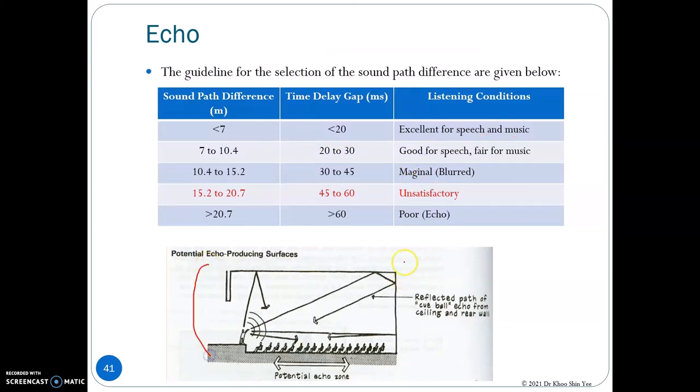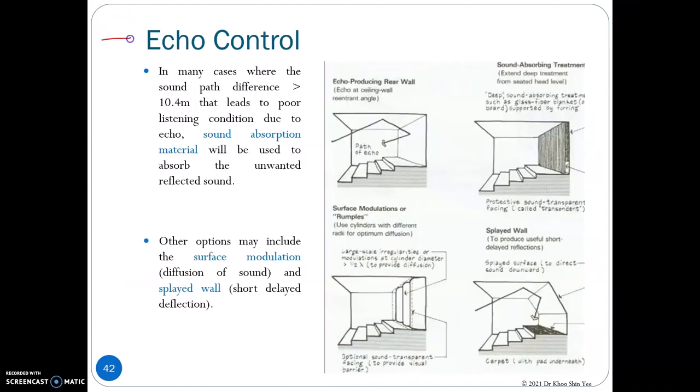In this figure, we can see that the sound from the speaker here will hit the wall and be reflected back to the audience. So this is the potential echo zone, and we need to identify the time delay gap in order to check whether the listening condition is good or bad. In order to control the echo, several strategies are given as shown in this figure.